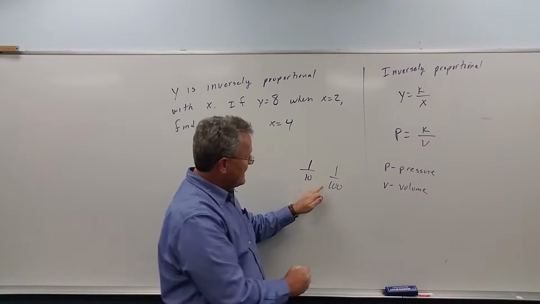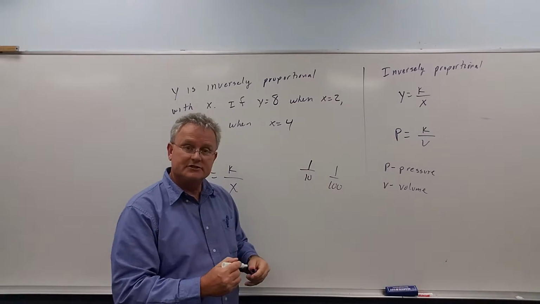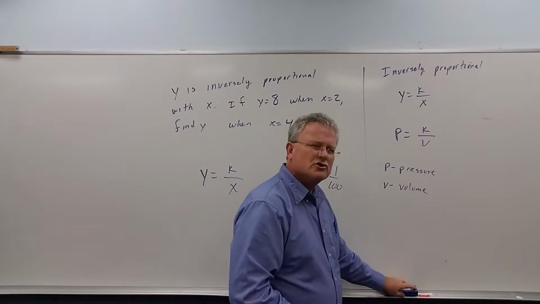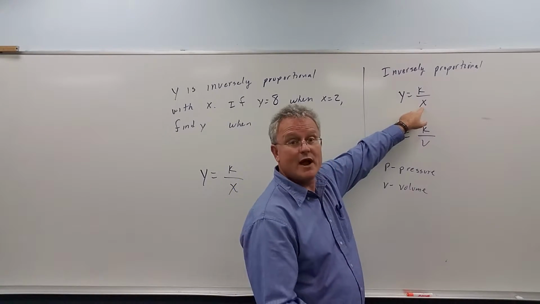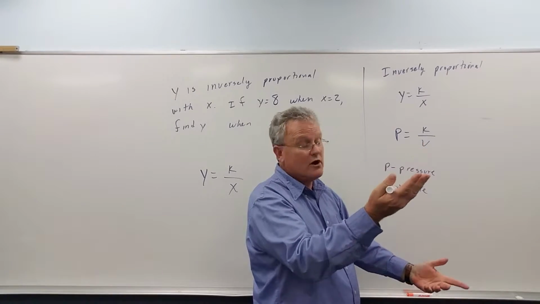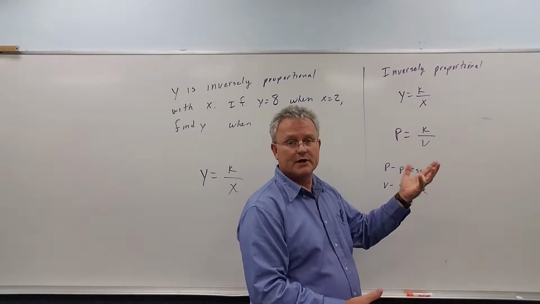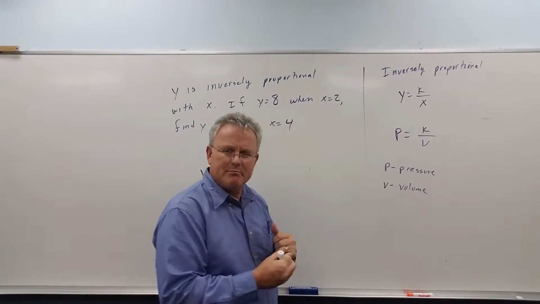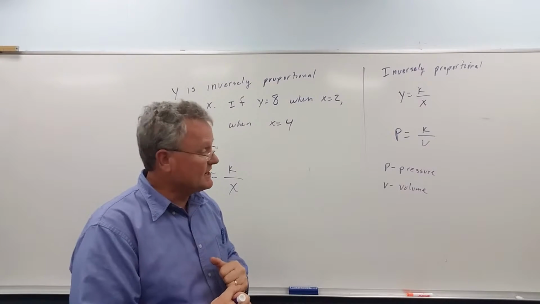When the denominator gets bigger, the overall value of the fraction gets smaller. Yeah? So the inverse proportional y and x, that means when x gets bigger, y gets smaller. Or vice versa, when x gets smaller, y gets bigger. What's an example of everyday type of situation that behaves like that?